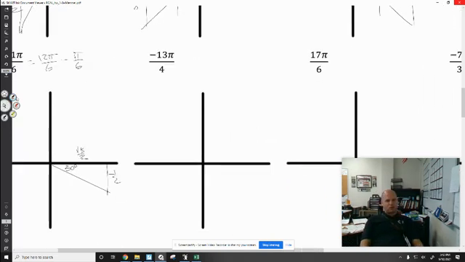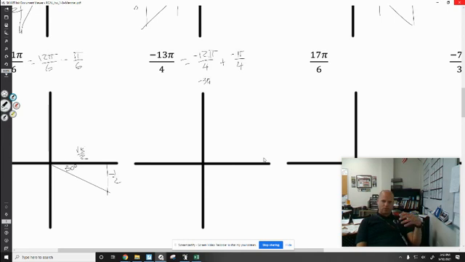Negative 13 pi over 4. Well, like, let's, I don't know. What are you close to? I'm close to negative 12 pi over 4. Why do I pick 12 pi over 4? Because it's like a whole number. It's negative 3. So I got to add a negative pi over 4. Okay, now I got to know where negative 3 pi is. And that's a little bit tricky.